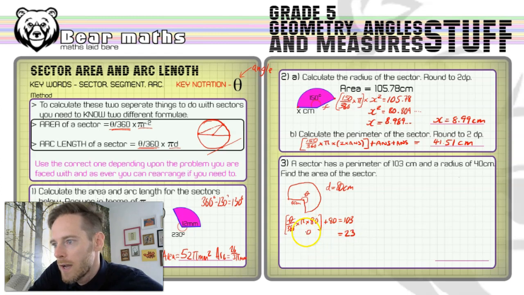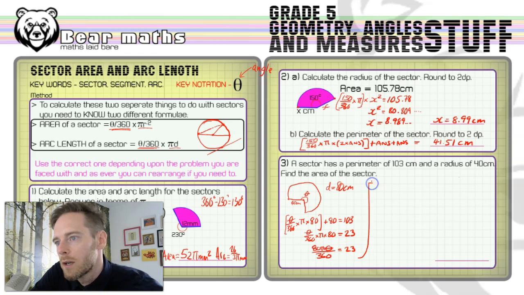And then I've got angle out of 360 times by pi times by 80. All right, now all of this is, because it's all times together, that and that and that can be put together on top of 360. So I'm going to call that 80 pi angle. All right, 80 pi angle out of 360 equals 23. Right, then I'm going to go up there with my working out. This is now equations. We're solving some equations here.